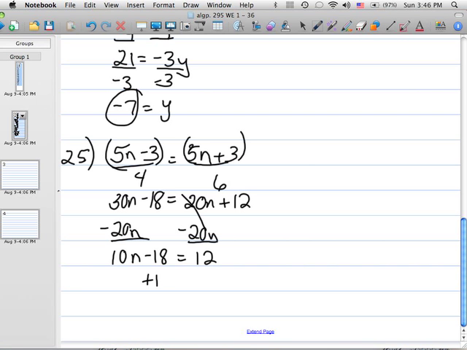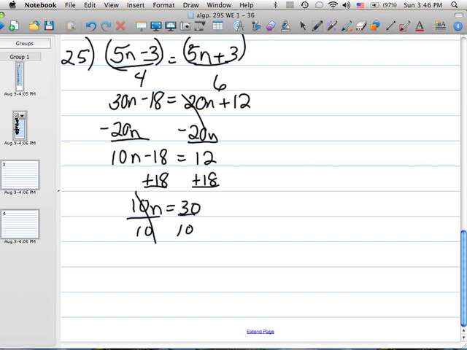Solving for n, undo subtraction first. So we have 10n equals 30. Divide by 10, and n equals 3.